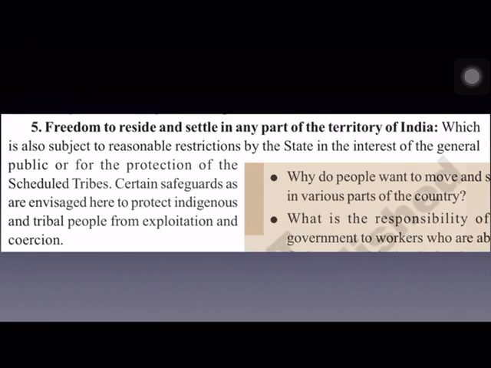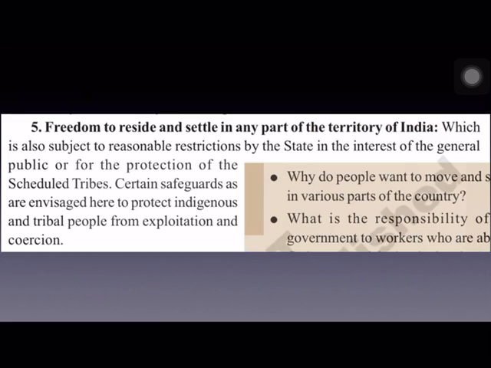And the next one is freedom to reside and settle in any part of the territory. People in India can reside anywhere in the country, they can settle in any part of the country. But this freedom is also subjected to reasonable restrictions by the government. Why? Because there are some areas which are occupied by the scheduled tribes. These are tribal people, and they mostly live in and around the forest areas.